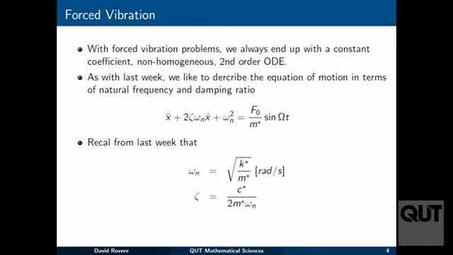Now, as with last week, we prefer to describe that second order ODE in terms of natural frequency and damping ratio. Remembering that natural frequency is the square root of k on m, and your damping ratio is c over 2m omega n. So making those replacements, the ODE looks like this. X double dot plus 2 zeta omega n x dot plus omega n squared x equals your forcing function divided by m.